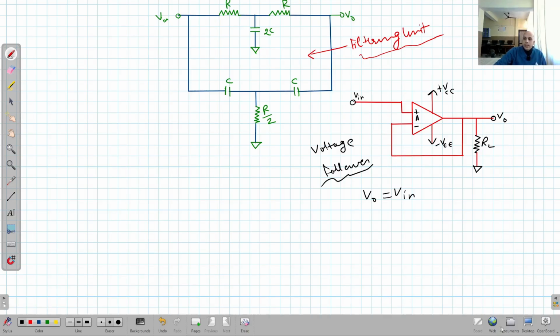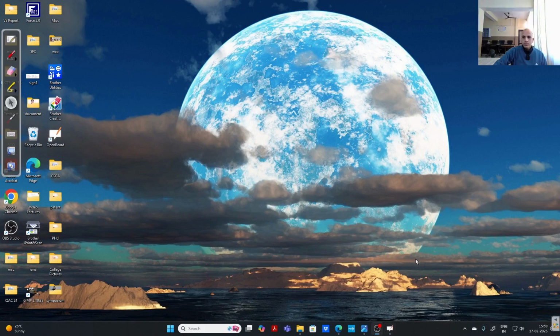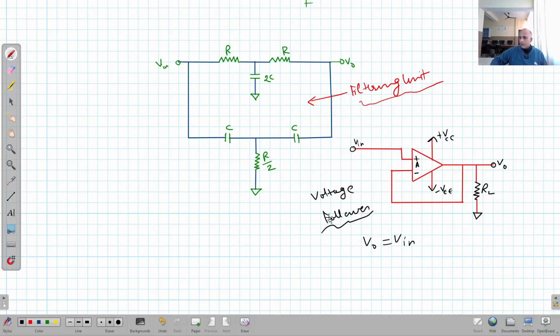So we will combine these two. It is clear that we have two different sections in this band reject filter: one is the filtering unit and the second is the voltage follower. So what we will do, we will connect this section with this. I can connect it here.